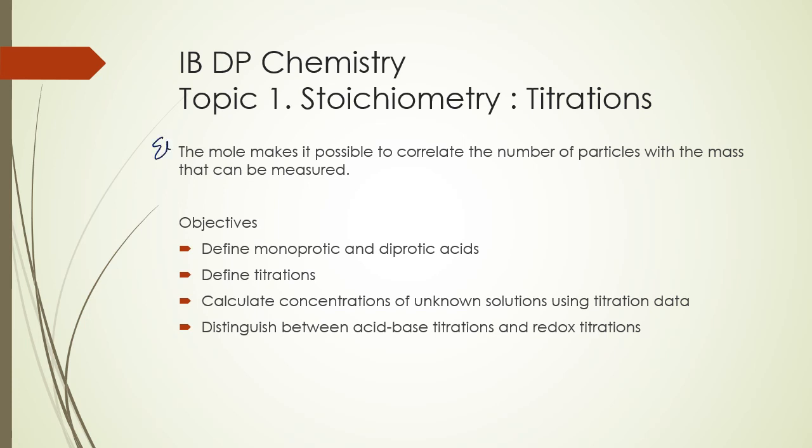Our essential understanding for stoichiometry continues to be that the mole makes it possible to correlate the number of particles with the mass that can be measured. We're also going to look at how these moles react with each other, mole ratios, in balanced equations. Today we're going to focus on acid-base titrations and then redox titrations.